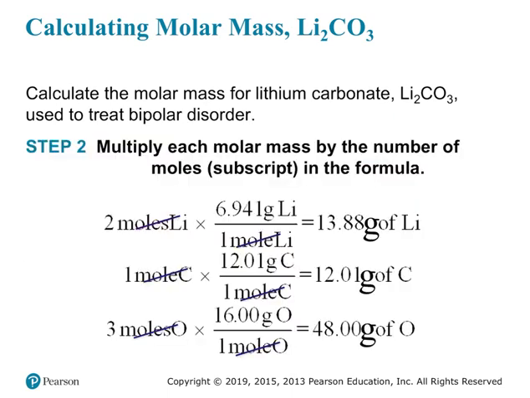So we'll have to take that into account too. Okay, so what we do is we multiply those 2 moles of lithium by the molar mass, which again is 6.941 grams per mole. And you can see that moles of lithium will cancel. So really we're just multiplying 2 by the mass of lithium. And that will give us 13.88 grams of lithium.